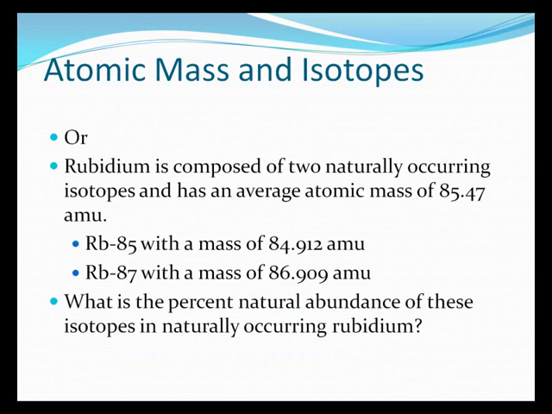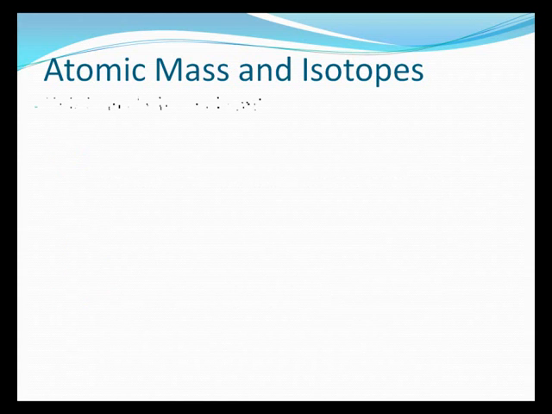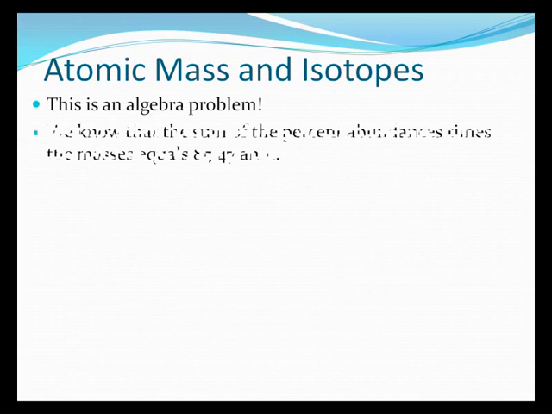Well, we could also go backwards. For example, rubidium is composed of two naturally occurring isotopes and has an average atomic mass of 85.47. It's composed of rubidium-85 and rubidium-87. And so the question is, what is the percent natural abundance of these isotopes in naturally occurring rubidium? Well, it turns out to be an algebra problem, everybody's favorite subject.